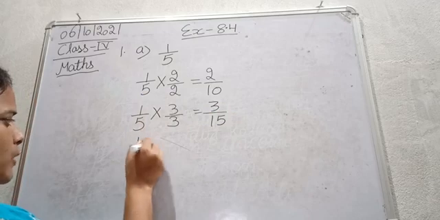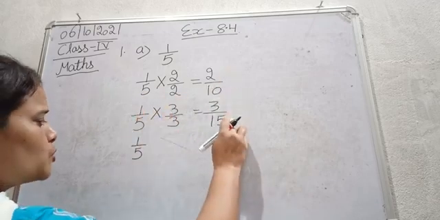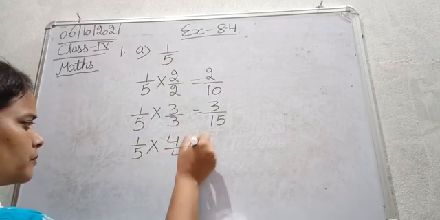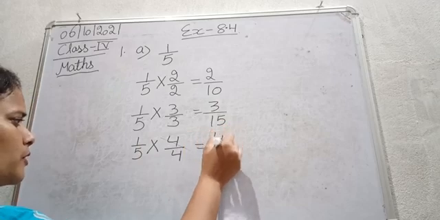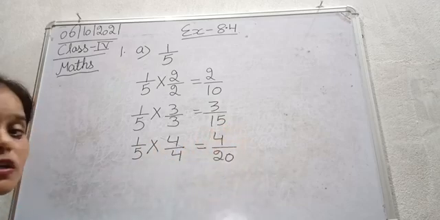Next is again 1 upon 5 because we need to find the three fractions. We have calculated 2. Moving next to the third one. So let's multiply it with 4. 1 fours are 4, 5 fours are 20. That is 4 upon 20.